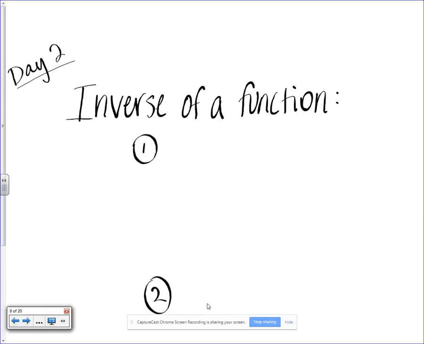Okay, today we're going to start day 2 of this section. So we're going to talk about the inverse of a function. First thing I need to tell you is for my functions, I'm going to be using f and g to name my functions. Okay. First things first. Number 1, in an inverse.